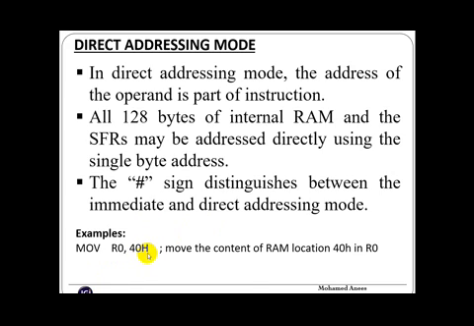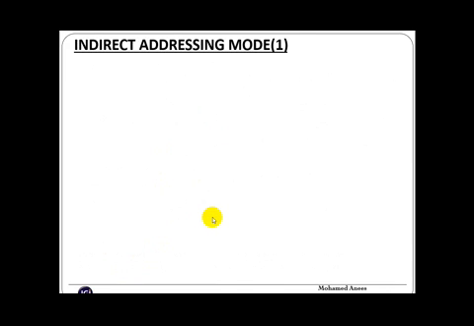So in this example, the contents of the RAM location 40h are copied to the register R0. So the source is a direct RAM address. That's why this is an example of a direct addressing. Similarly, you have ADD A, R5, 30h. The contents of RAM location 30h are added with register R5, and the result is again stored back in register R5. Fine. So that's about the direct addressing mode.